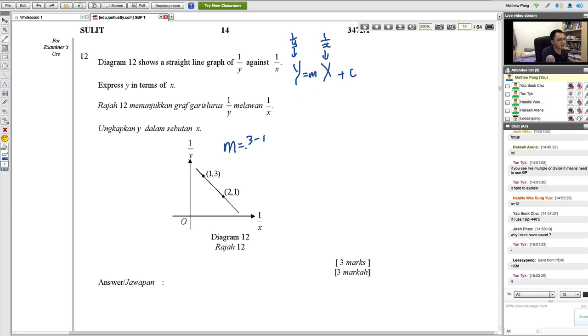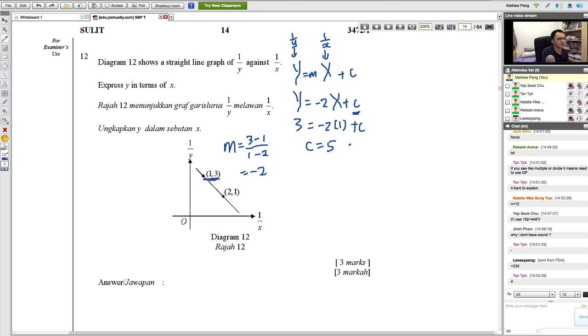It's 3 minus 1 over 1 minus 2, y1 minus y2 over x1 minus x2. Alright, I hope you understand, which is negative 2. Alright, I have my gradient. So I substitute y equals negative 2x plus c. Because I will need to find c, I can substitute any of the coordinates to find c. Let's say I substitute the first one, x equals 1, y equals 3. So 3 equals negative 2 times 1 plus c, c basically equals 5.